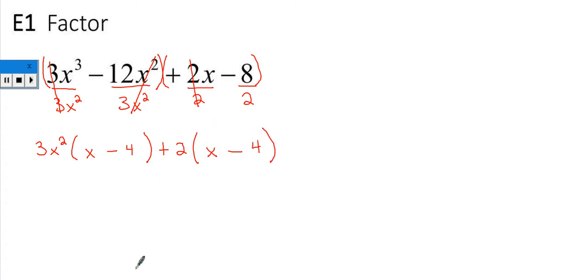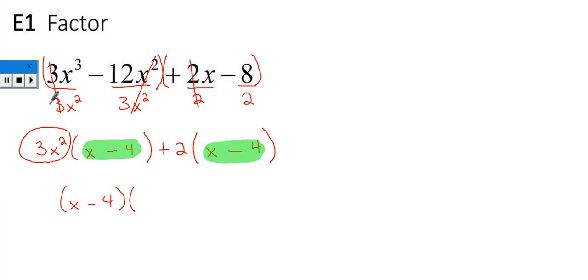And guys, this is the whole point. As you can see, we have a common factor right here. We have a common factor of x minus 4 and x minus 4. What that is going to allow us to do is take that common factor and factor it out just like we did before. Put that x minus 4 out in front. What's left over would go in the other parentheses. So we have this 3x squared left over. It's going to go right here. And the plus 2 is left over, so it's going to go right here.